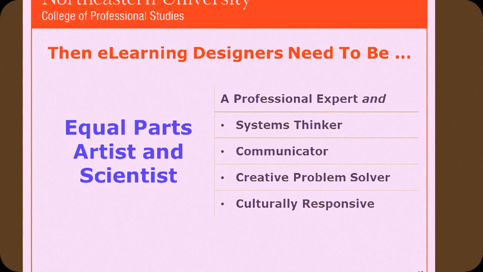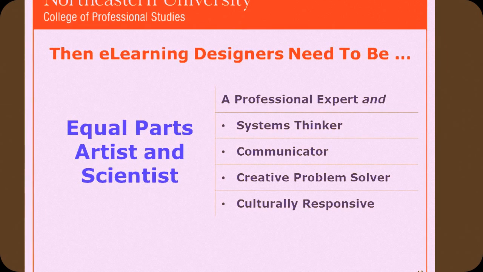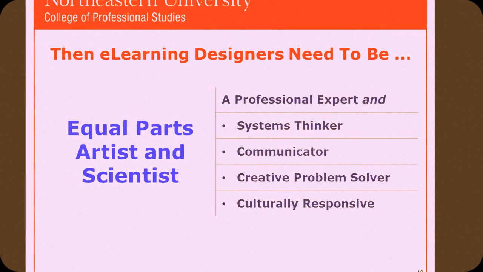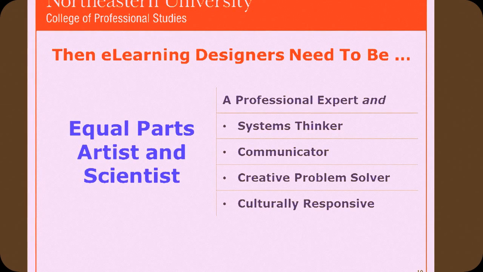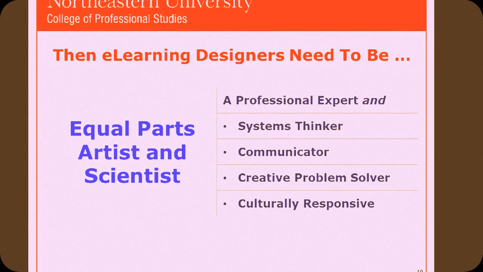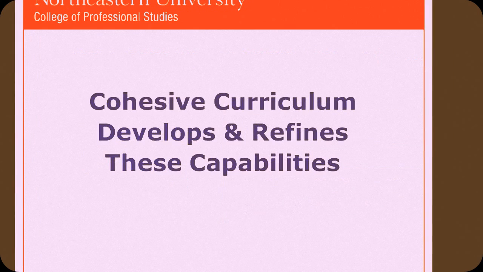This is where the competencies or capabilities that we've identified through our conversations with experts and leaders in the field come into play. In addition to having professional expertise, they told us that the people they hire need to be systems thinkers, communicators, creative problem solvers, and to be culturally responsive in creating materials that operate within a globally connected society. How do we do this?